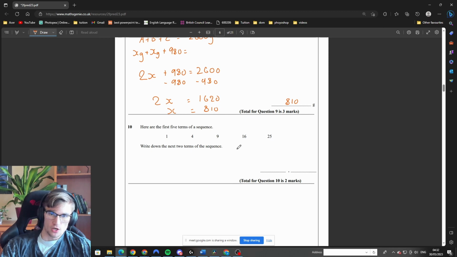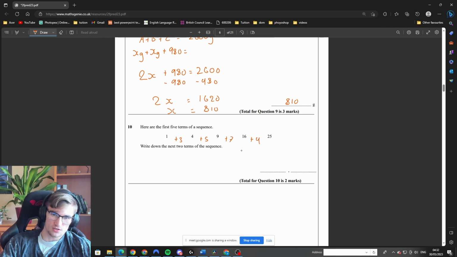Here are the first 5 terms of a sequence. 1, 4, 9, 16, 25. Write down the next 2 terms in the sequence. Okay, so I'm going to look at the differences. So here I have to add 3. Then I have to add 5. And then I have to add a 7. And then I have to add 9.